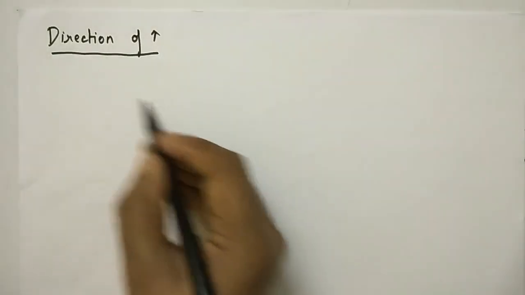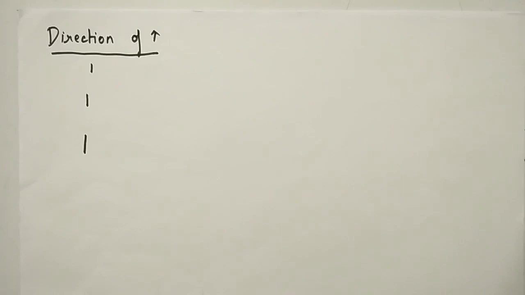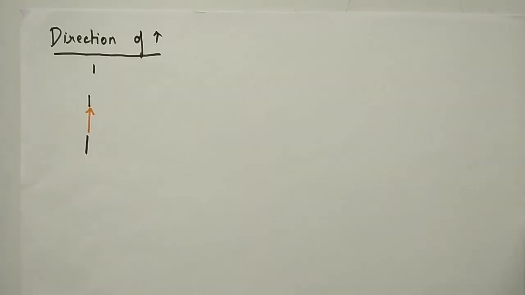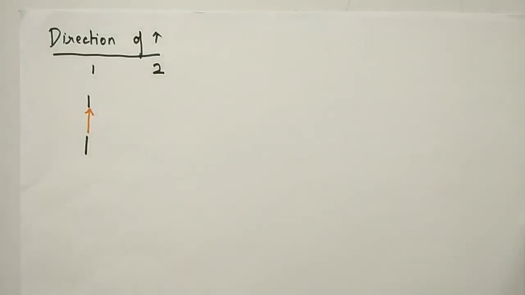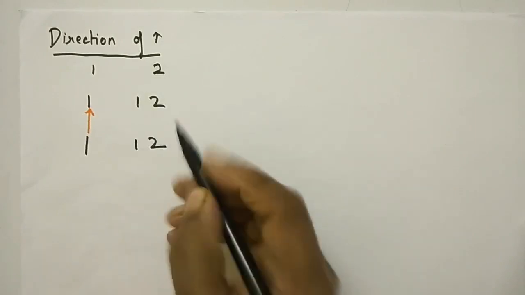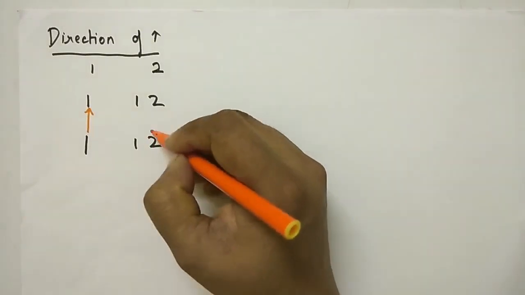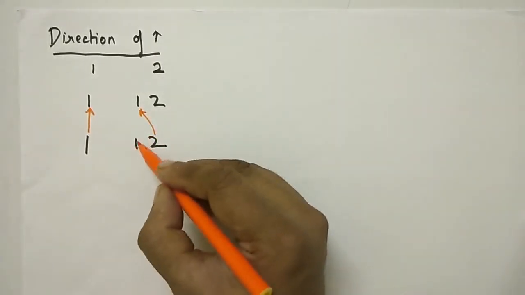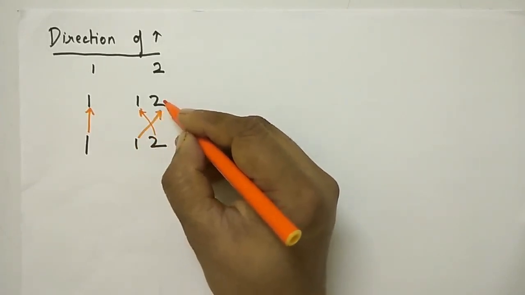If the pattern shows number 1, it means the multiplicand is of 1 digit and the multiplier is of 1 digit. In that case, the arrow will be in this direction. If you see pattern number 2, the multiplicand is of 2 digits and the multiplier is also of 2 digits. Then in this case the arrow starts from the last digit of the multiplier and reaches the first digit of the multiplicand. Okay? And the first digit of the multiplier will reach the second digit of the multiplicand.